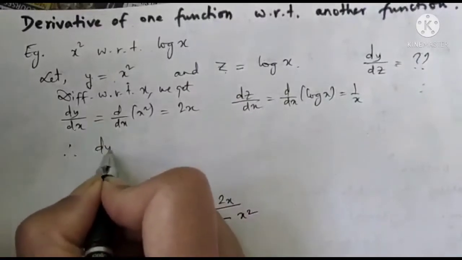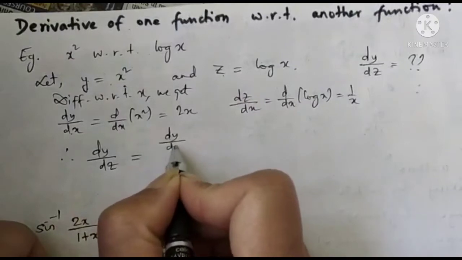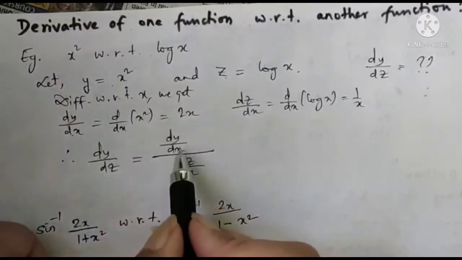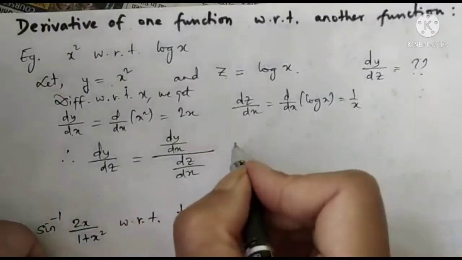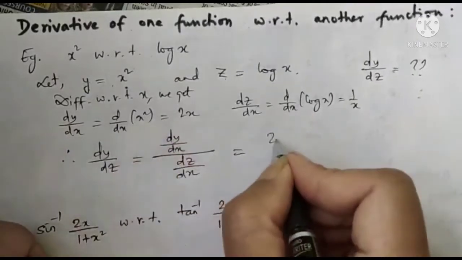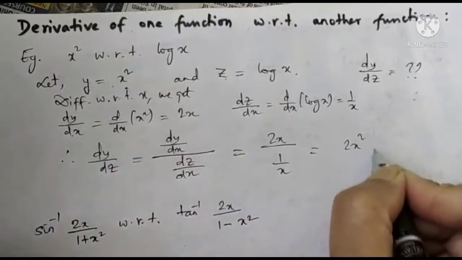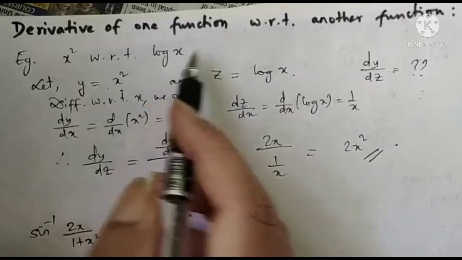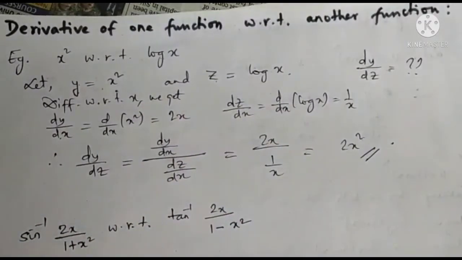Now from these two values I am supposed to find dy by dz. So therefore dy by dz could be calculated as dy by dx upon dz by dx. Can I say like this? Just imagine dx getting cancelled. So you have dy by dz. So from here my dy by dx is 2x, dz by dx is 1 by x, which becomes 2x squared. So the differentiation of x squared with respect to log x is 2x squared. Clear enough?